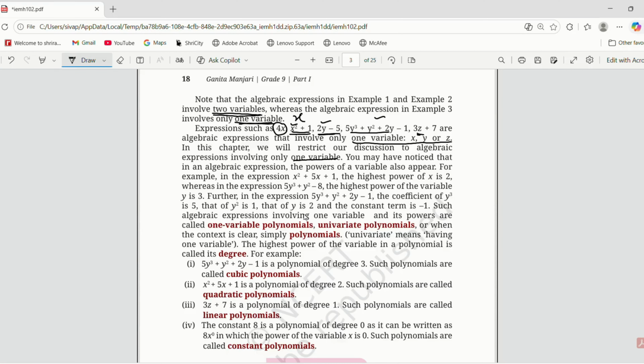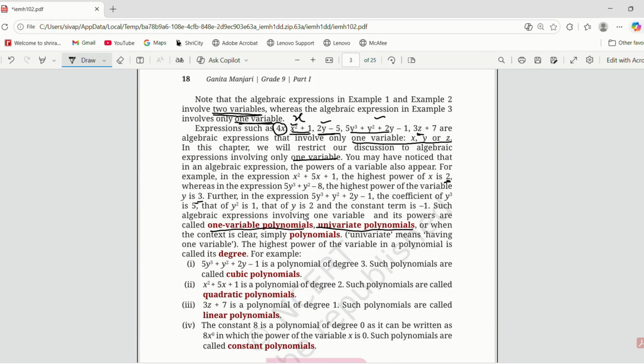You may notice that in an algebraic expression the powers of the variable also appear. For example, in the algebraic expression x square plus 5x plus 1, the highest power of x is 2, whereas in the expression 5x cube plus x square minus 8, the highest power of the variable is 3. Further, in the expression 5y cube plus y square plus 2y minus 1, the coefficient of y cube is 5, that of y square is 1 and that of y is 2, and the constant term is minus 1. Such algebraic expressions involving one variable and its powers are called a one variable polynomial or univariate polynomial.